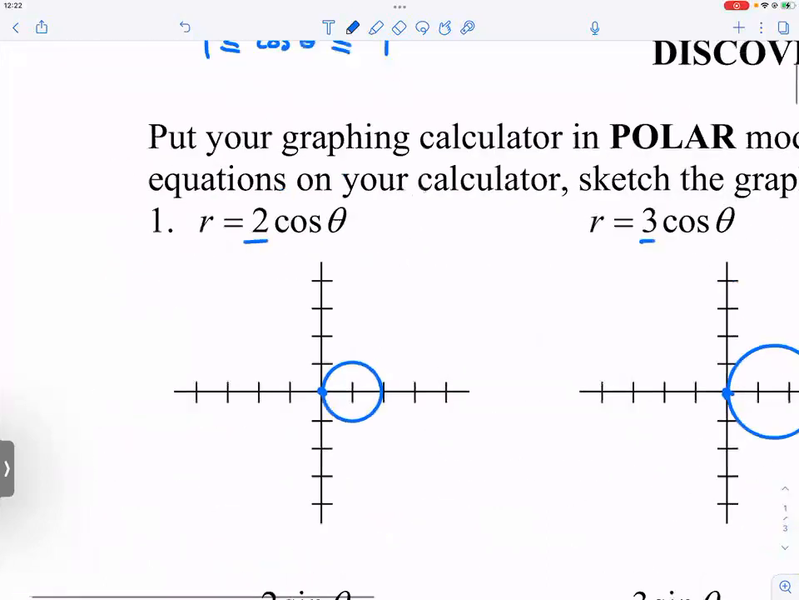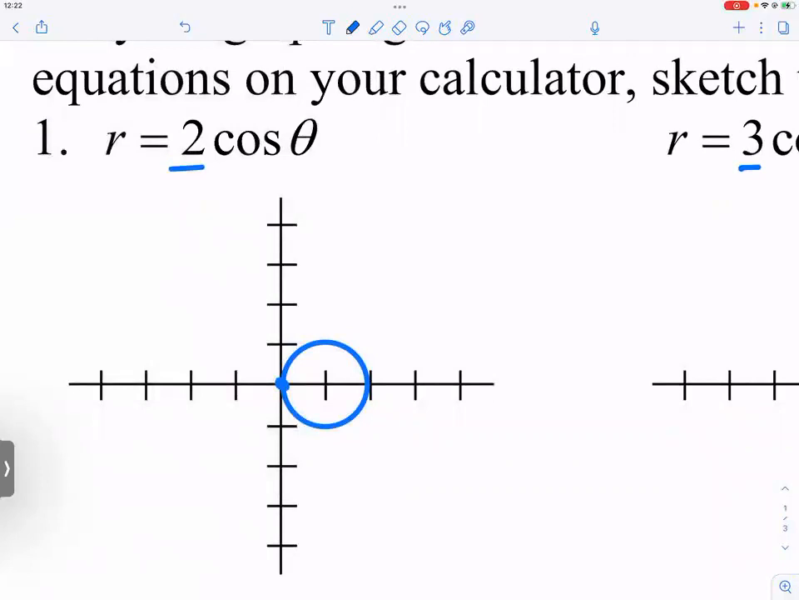So now you're like, oh yeah, we have a point right here. For this very first graph, we have a point right here. Why do we have a point right here? Well, think about this. When theta is equal to 0, what's cosine 0? 1. 1 times 2? 2. That's why you have the point right here.